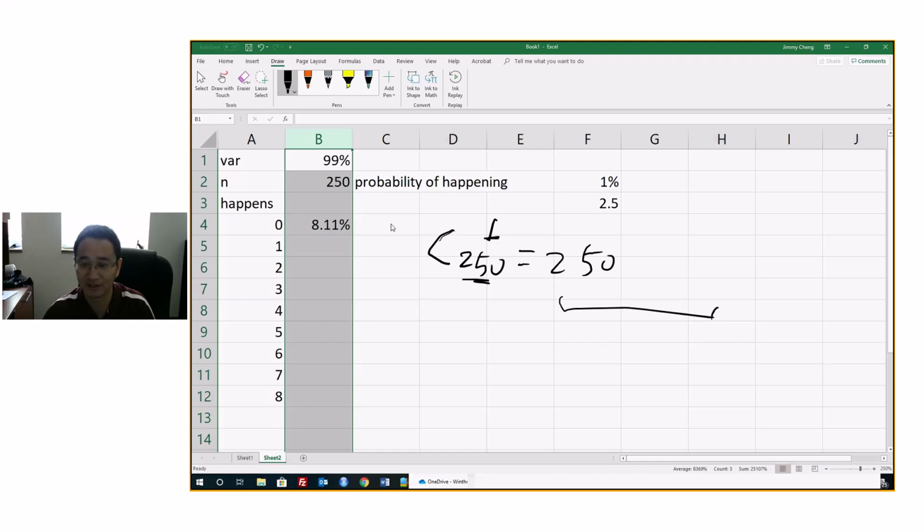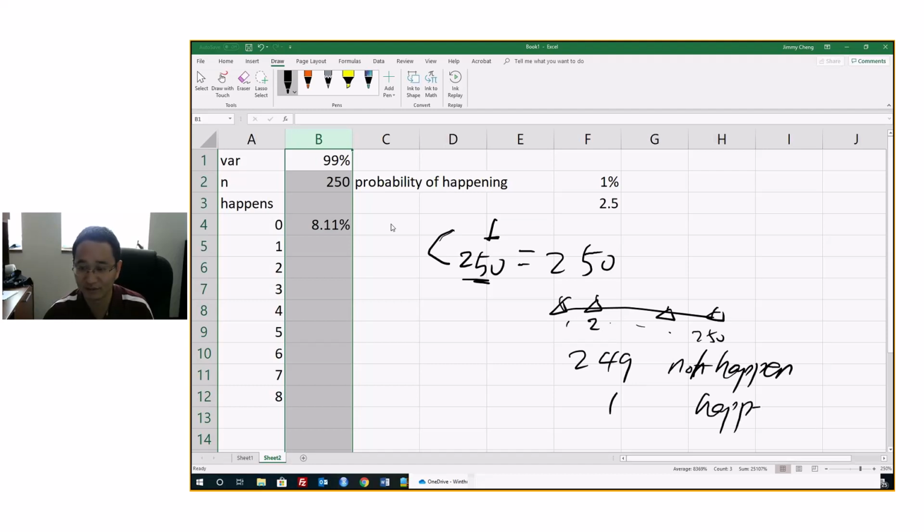For example, those are the days, 1 to 250. It can happen on the first day, on the second day, somewhere in the middle, or on the last day, right? So there are 250 possible combinations. And for it to happen once, 249 days it does not happen and 1 day it happens. For the 249 days, it will not happen with probability 0.99 to the power of 249, times the probability it happens 1 time. And then 250 times that.